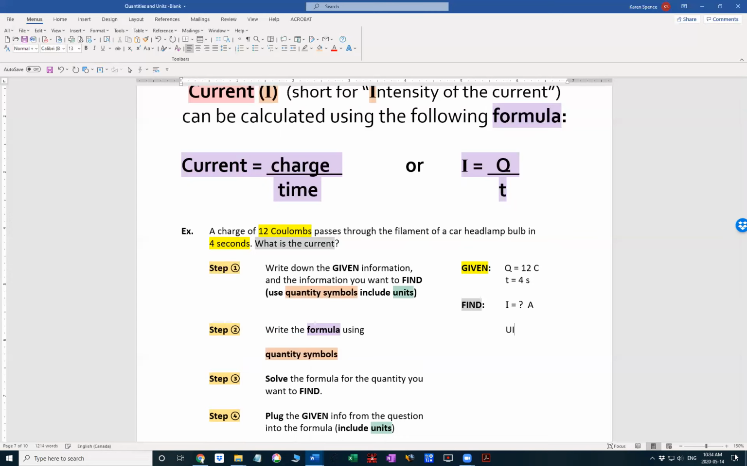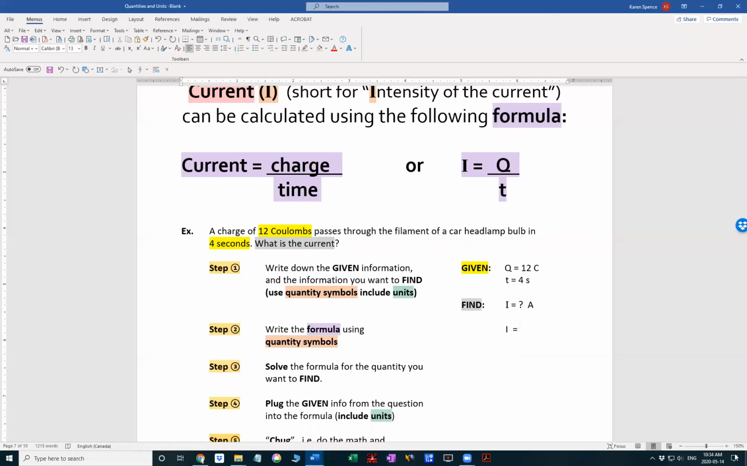The intensity of the current is equal to the charge, the quantity of charge, divided by the time. How much charge passes a second in a given amount of time.